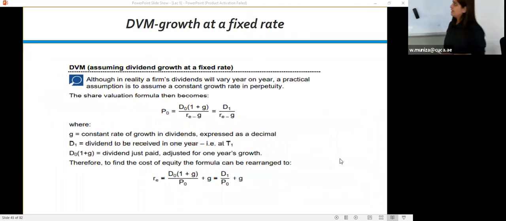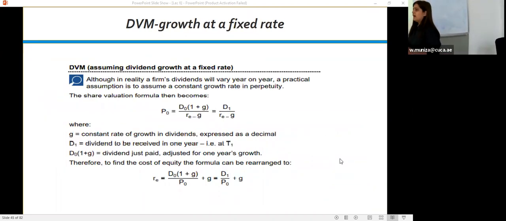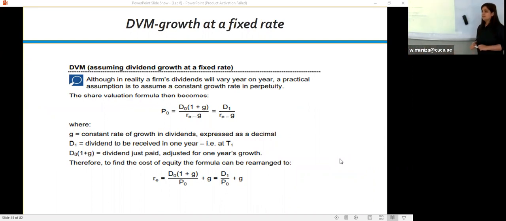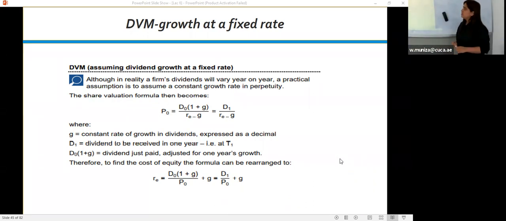Okay, now students, the DVM with growth at a fixed rate. Now we are going to change the formula slightly if there is a constant rate of growth. Like always, we are just going to add 1 plus G to our current dividend in order to add the growth factor. Other than that, our formula is going to remain the same. So it will become P0 is equal to D0, the current dividend, into 1 plus G, divided by the required rate of return minus G. Got it?